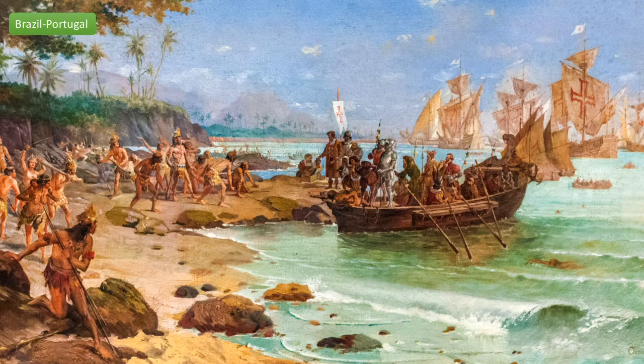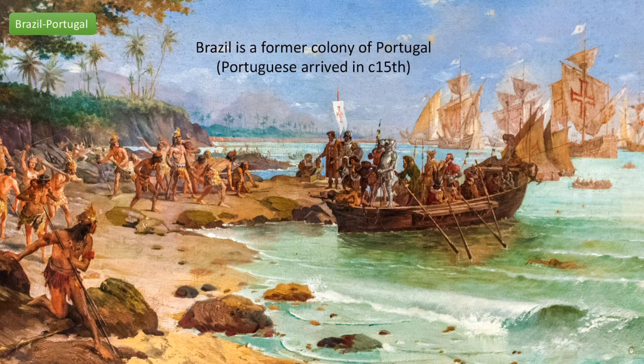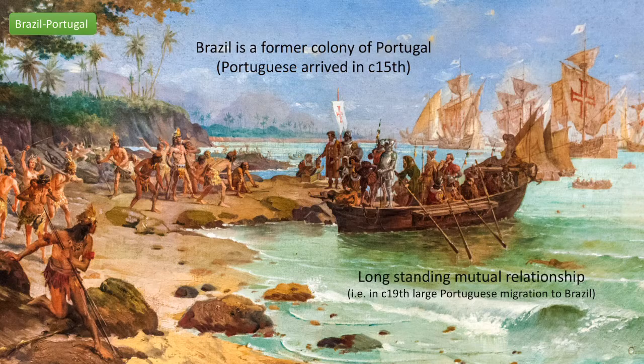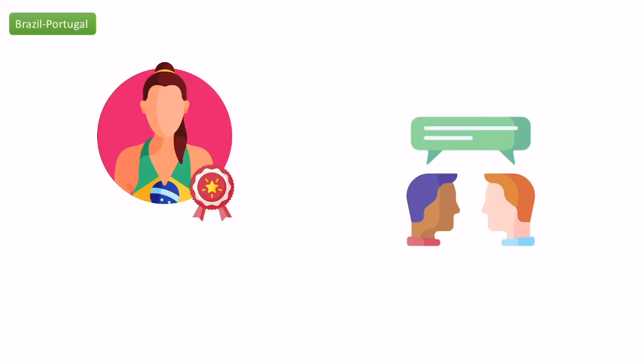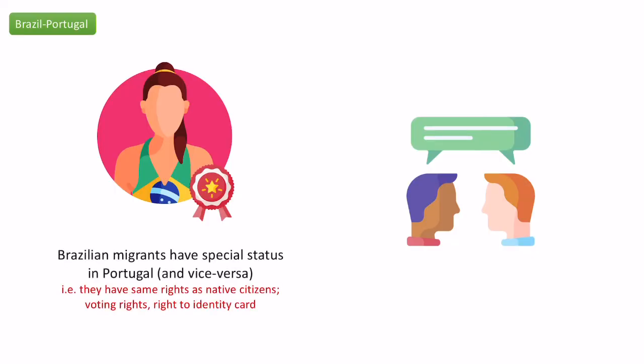So there is a long relationship between Brazil and Portugal. This is because Brazil is a former colony of Portugal. The Portuguese arrived in the 15th century, and we've seen a long-term migration. So Portuguese did migrate in quite large numbers in the 19th century, and therefore this relationship has been established over a long period of time. One of the ways that the relationship exists is if you're a Brazilian migrant and you go to Portugal, you actually have special status. That means that they have very, very similar rights in terms of voting, but also kind of rights of residence and to have like a national identity card. That means it's much easier for them to be able to integrate into Portuguese society.